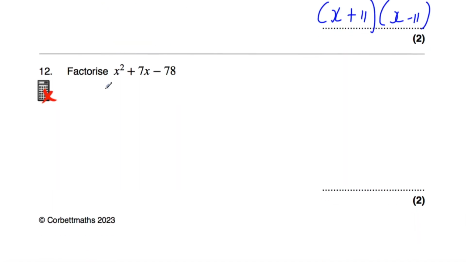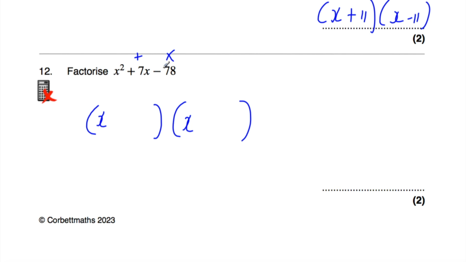So question number 12 says factorize x squared plus 7x subtract 78. So here, let's put our brackets down, bracket, bracket, bracket, bracket, and we're going to put x's at the front of both brackets because it's x squared. Now we want to find two numbers that will times together to be minus 78 and add together to be 7. So because they times together to be minus 78, that means that one's going to be positive and one's going to be negative. And we want to find which option will add together to be 7.